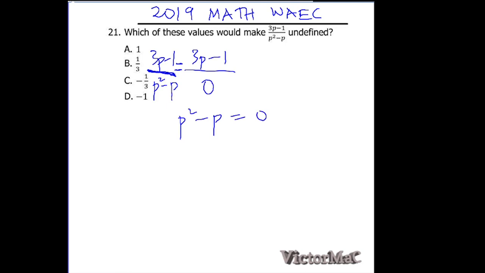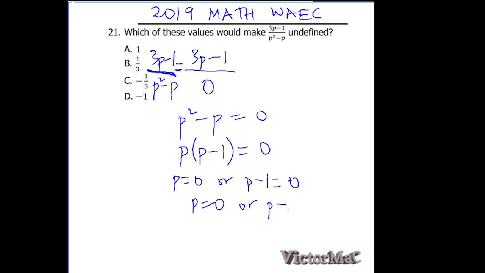Then we factorize. p is common as the HCF on the left hand side, so we divide the two terms by p. We have p(p minus 1) equals 0. When two factors multiply to 0, it means either the first one is 0 or the second one is 0. So p equals 0 or p minus 1 equals 0. When we transfer this to the other side, we have p equals 1.